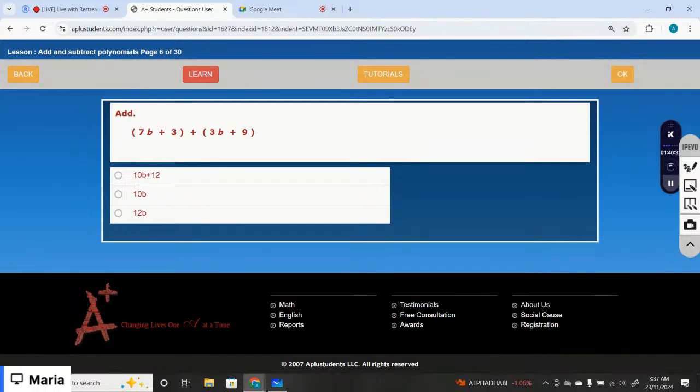7b plus 3, you need to add 3b plus 9. So which is the correct option? The correct option is 10b plus 12. Option number 1 is the correct option.